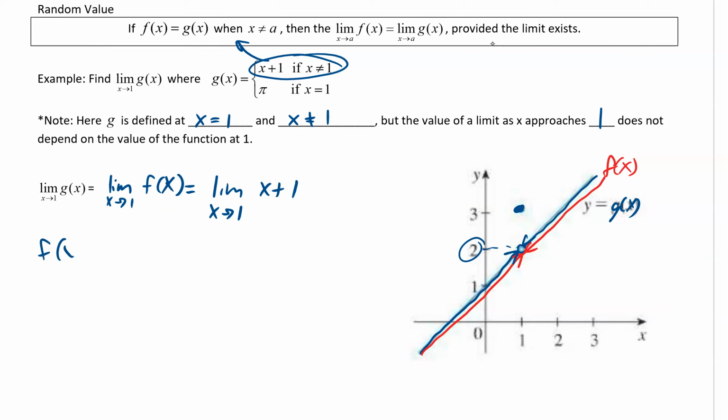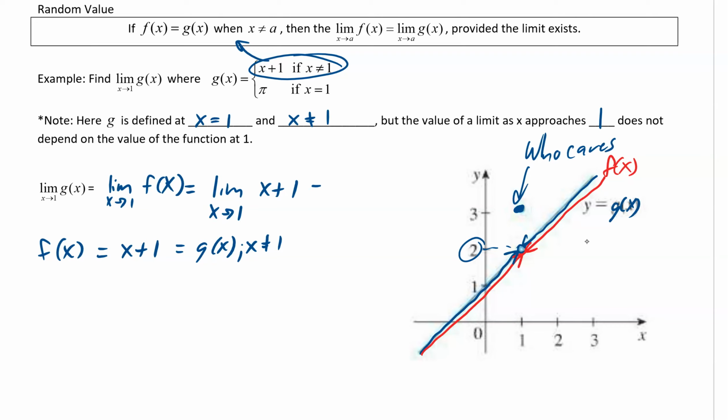So our f of x is x plus 1. And they are equal to g of x for x not equal to 1. Right? So f of x is equal to x plus 1, g of x is equal to x plus 1 when x is not equal to 1, and our limit is going to 1. So it allows us to just say, well, we don't care what's going on at that random value here. This is just some random value sitting out there. Who cares? It does not affect the limit.